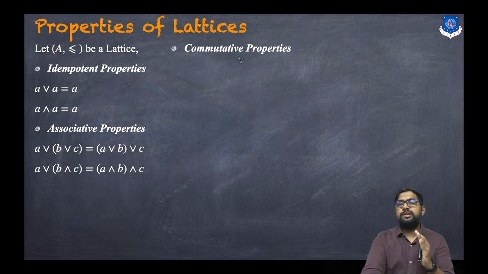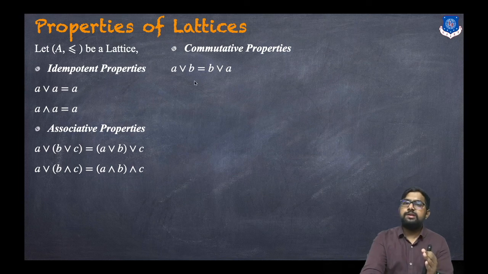Next is the commutative property. A ∨ B equals B ∨ A. What does that mean? We can change the order for the greatest lower bound or least upper bound. If we want to find the LUB or GLB of two elements, we can interchange the order and the answer will be the same.